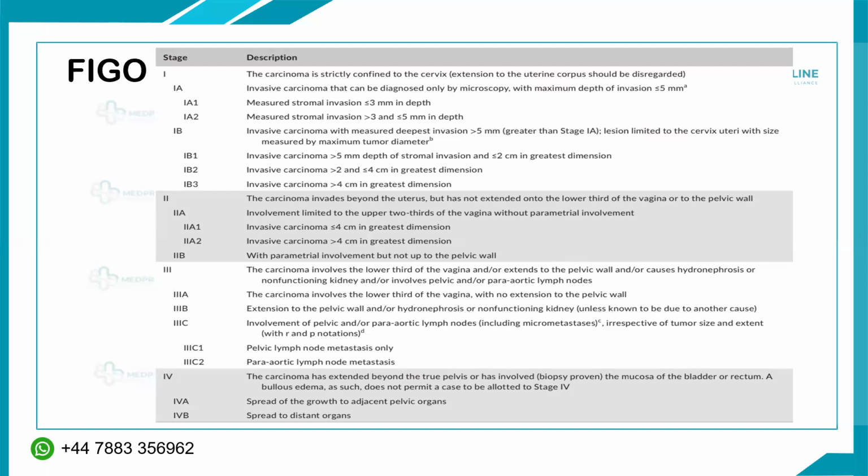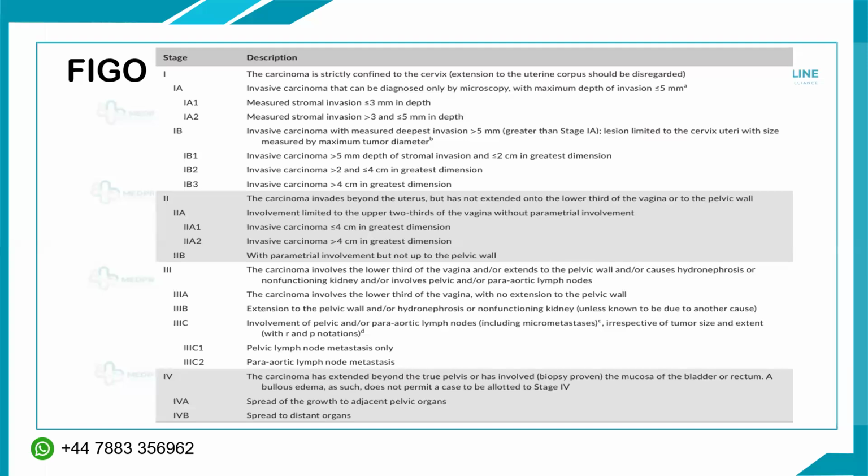Now 2A, which is only involving the upper 2/3 of the vagina, that's also divided into 2 subtypes. 2A1, sorry, is less than 4, 2A2 is more than 4. Correct? And 2B is again the upper 2/3 of the vagina, but there is also parametrial involvement. So you have the ligaments, the round ligaments, uterosacrals, you have the parametria also involved.